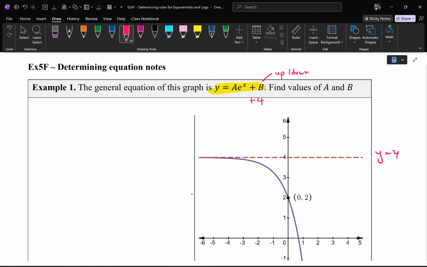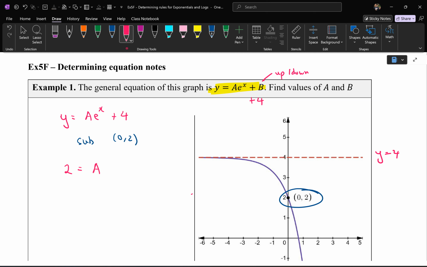We can also see that the graph is a reflection from the x-axis, so likely A has to be a negative. So how do you find A? They've given you a point, and just like every other exercise you've done, you can write in now, y is equal to A times e to the power of x plus 4, because we know there's an asymptote that goes up by 4. How do you find A? Sub a point. They've given you 0, 2.